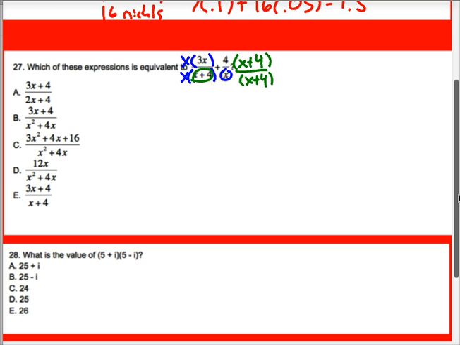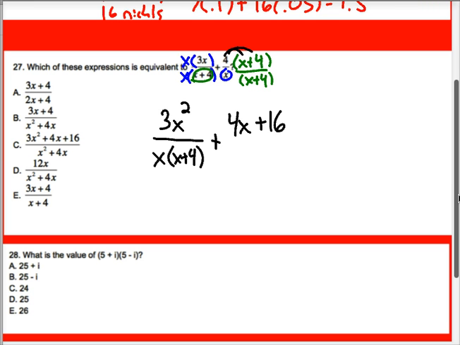So to find a common denominator, you have to give every denominator, or every fraction, the complete denominator that it's going to take. So now let's see what happens. So x times 3x is going to be 3x squared. My denominator is going to be x times x plus 4. The other one, I'm going to distribute that 4. So I'm going to have 4x plus 16. And then I'm going to have that same common denominator. That was the whole point of this, to get that common denominator. And remember, once you have that common denominator, now you can just add across the top.